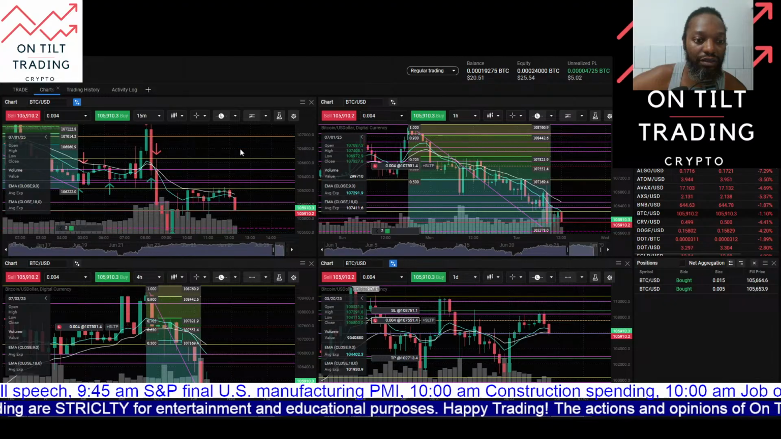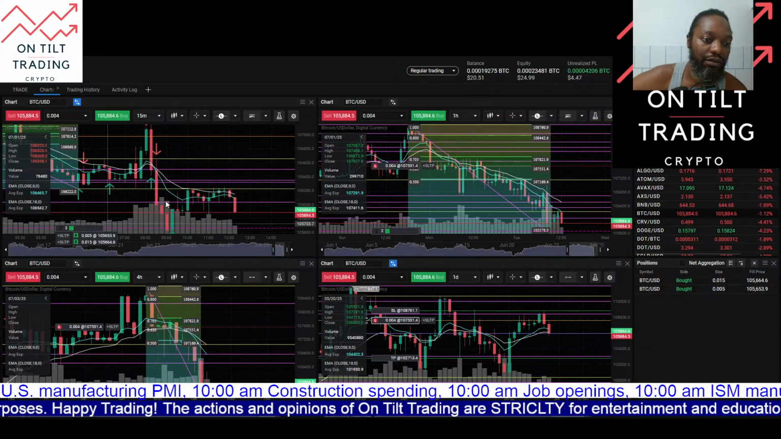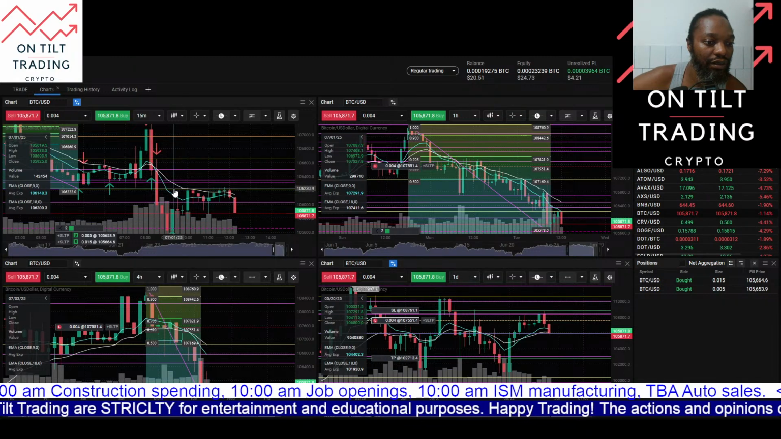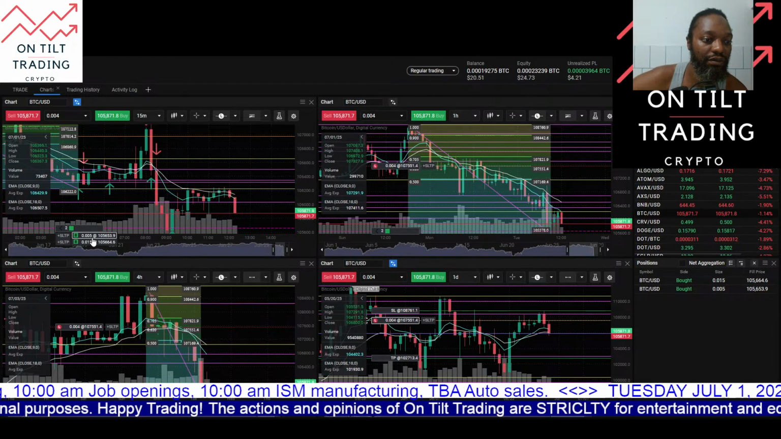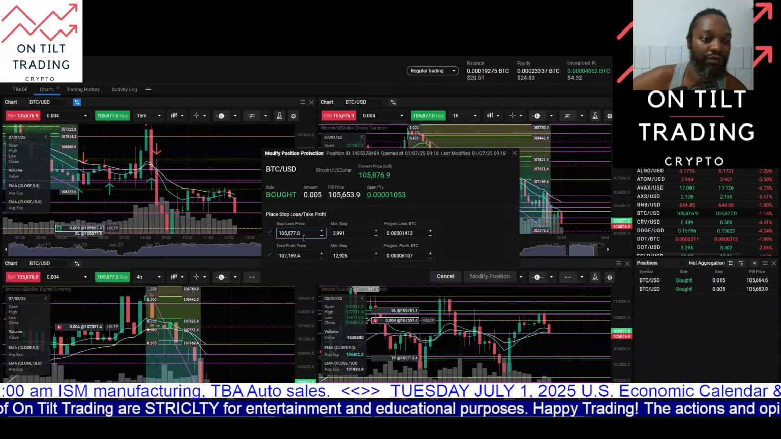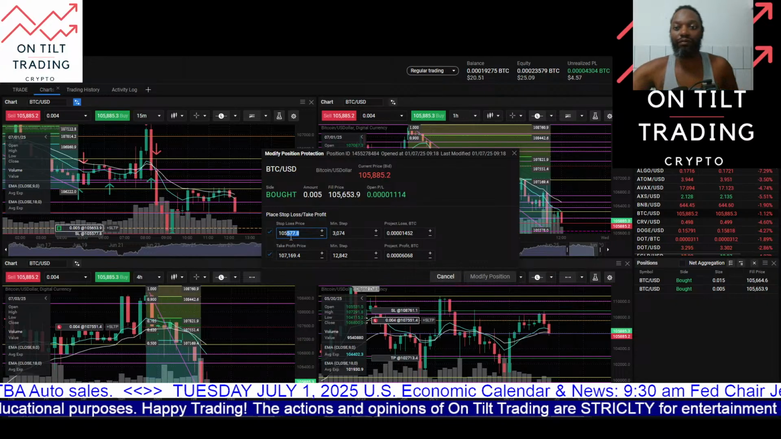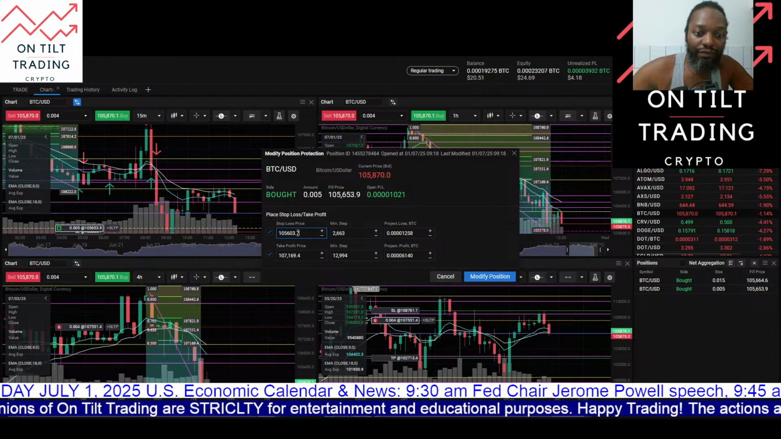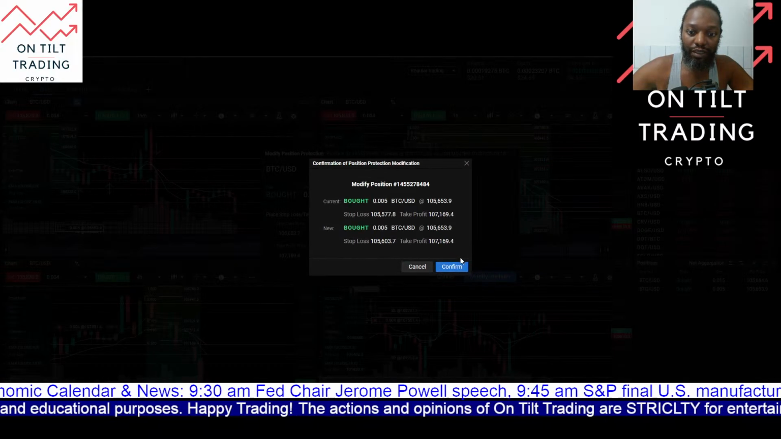I may want to take my stop up to break even on these, or at least to this candle low. What is this? 6039. Yeah, 6037. Changing. So I'm going to move my stop up.